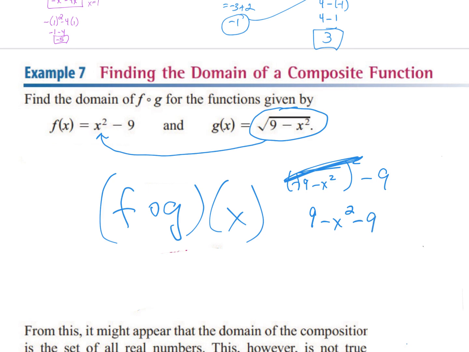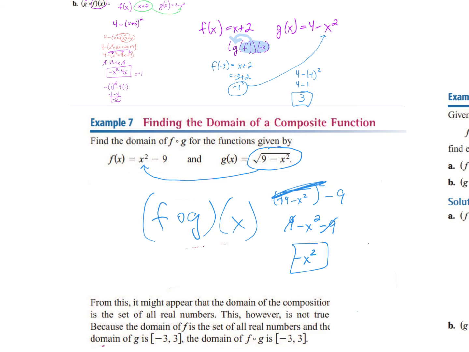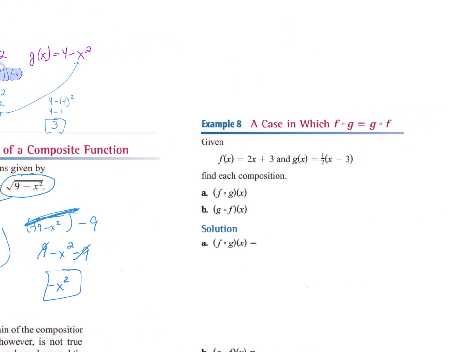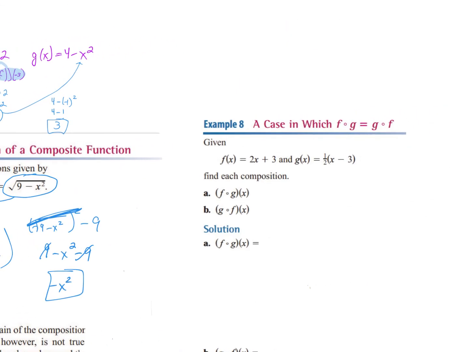What happens to the 9s? They cancel, so your answer here would just be negative x squared. And then we would talk about domain restrictions because you can't take the square root of a negative number. And we'll get more to that tomorrow, I promise. But what I want you guys now to do, pull up your practice. We'll talk about when f of g and g of f are the same because we're going to get into inverses. But pull up your practice. I want you guys to look at that for a minute.